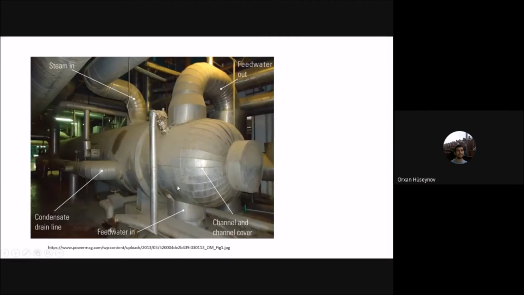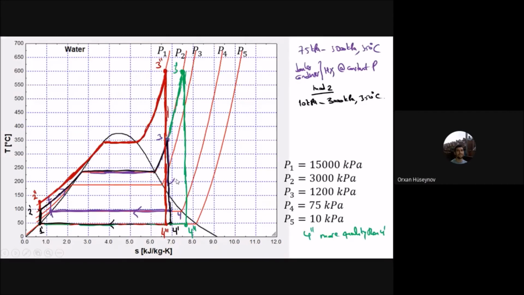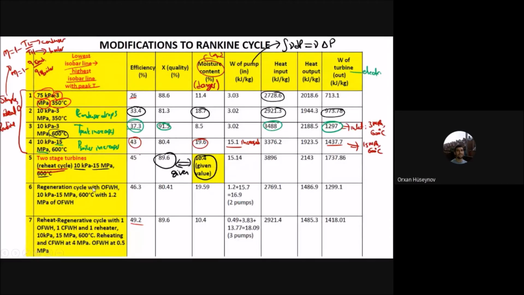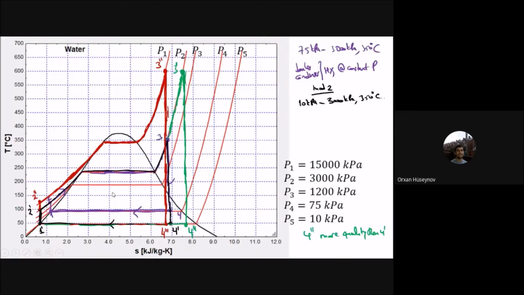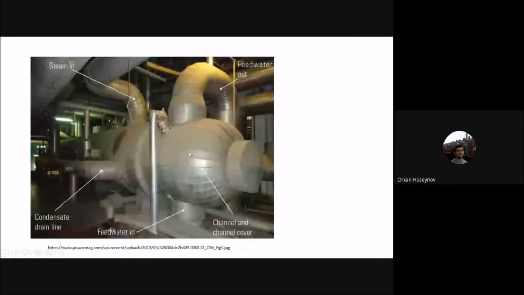One will be using this open feed water and the closed feed water heaters, so that we have a regeneration cycle with an open feed water heater, and these are the values that are given for the open feed water heater. So what is that? Now let's see it. So this is the feed water heater.